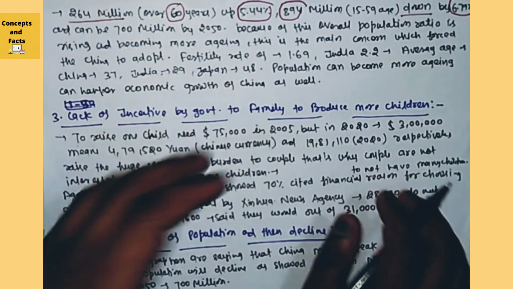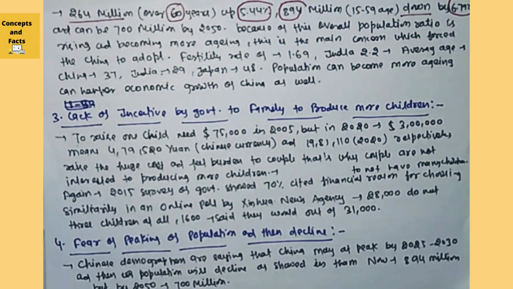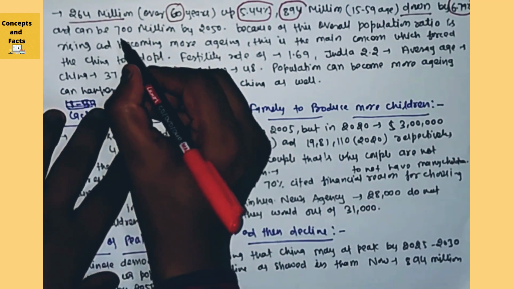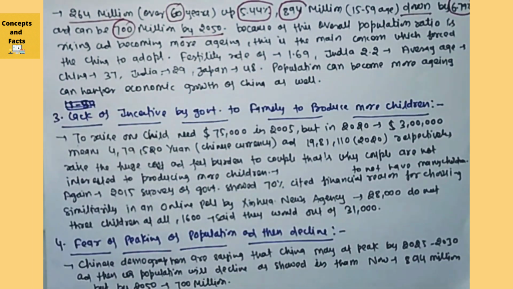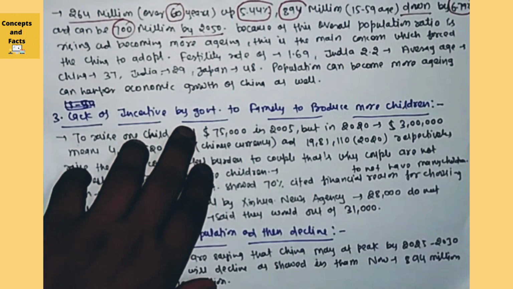So what is happening is that on one side, the aging population over 60 is going higher and higher, and at the same time the productive or workforce population is going down and down. And the report says that it can be 700 million by 2050. So the overall dependency ratio is increasing, and China is becoming more and more of an aging country, and this is the main concern which forced China to adopt the three-child policy.